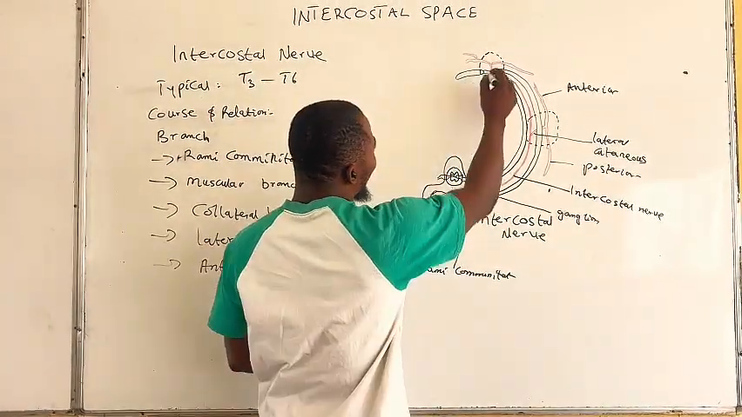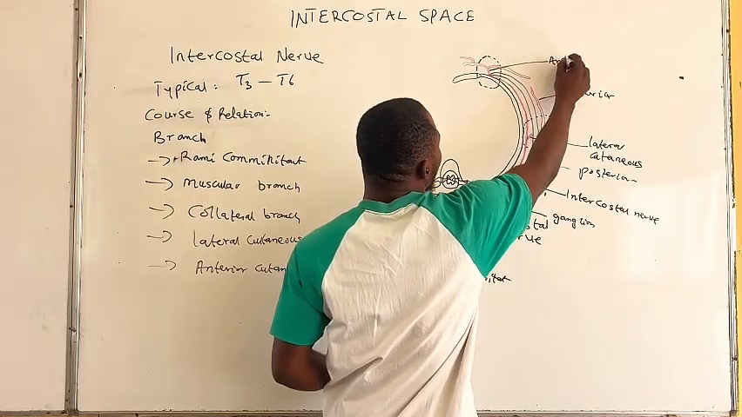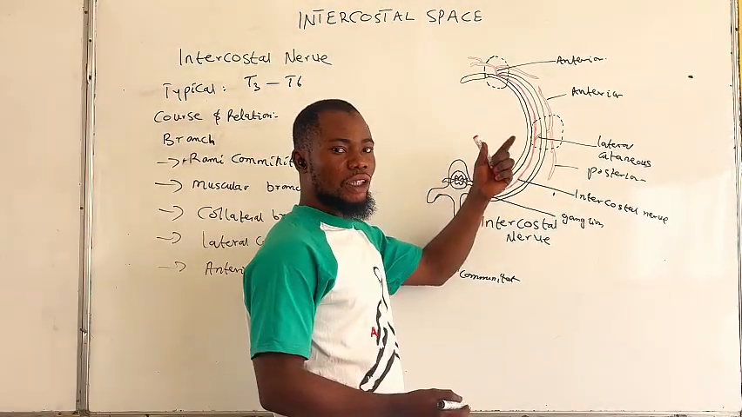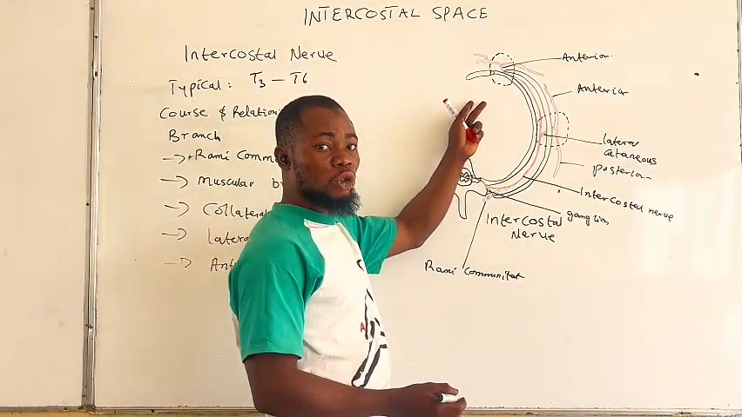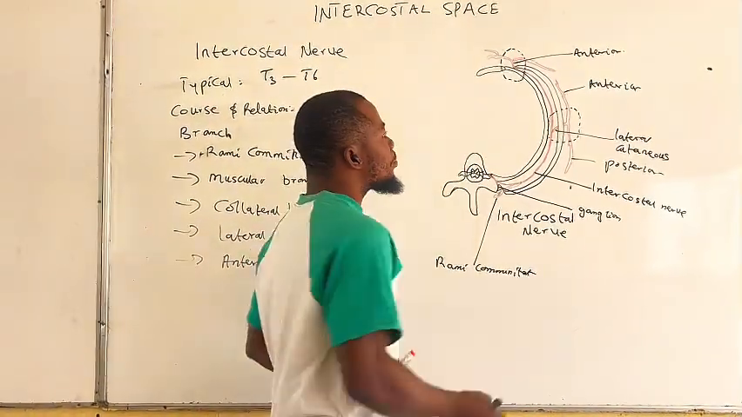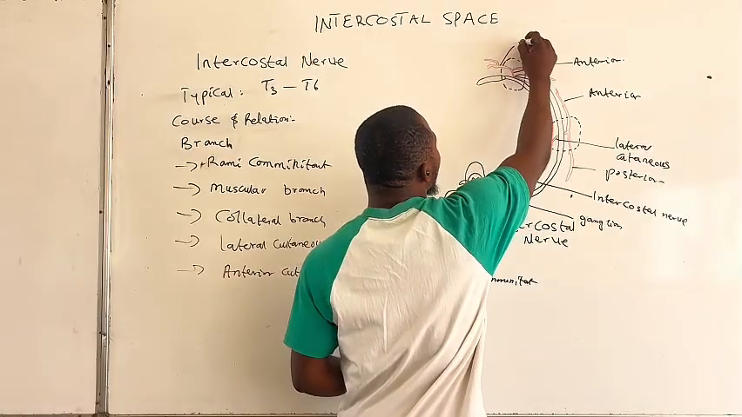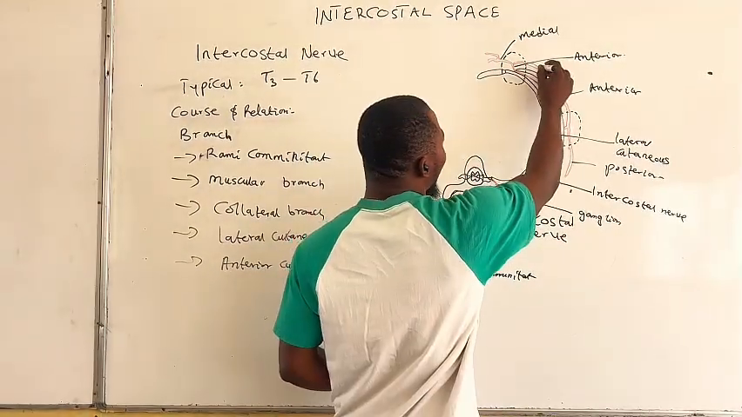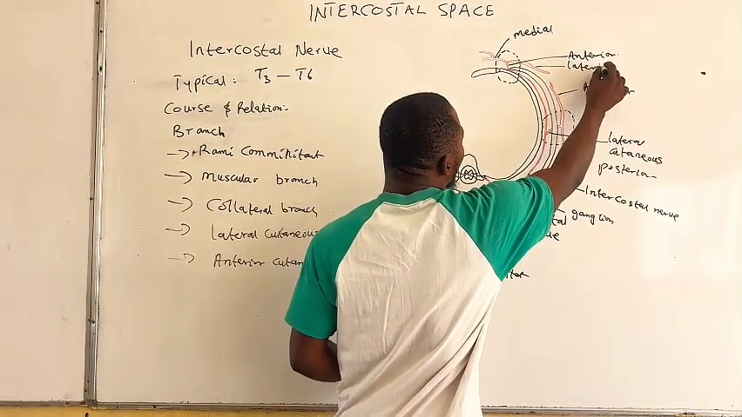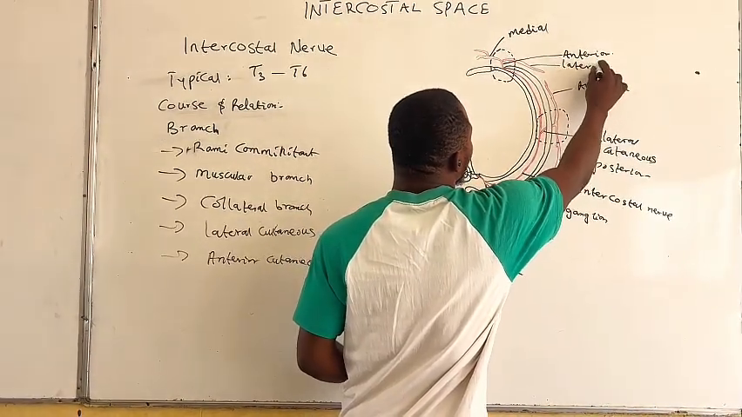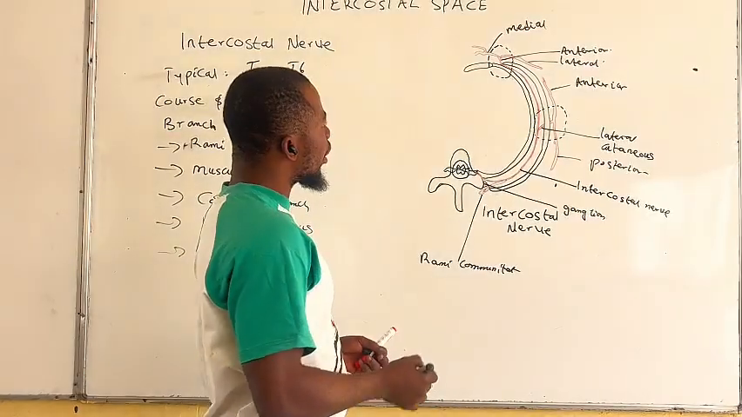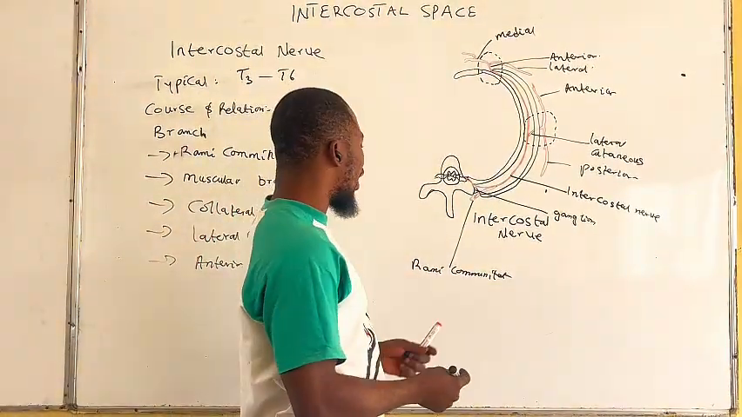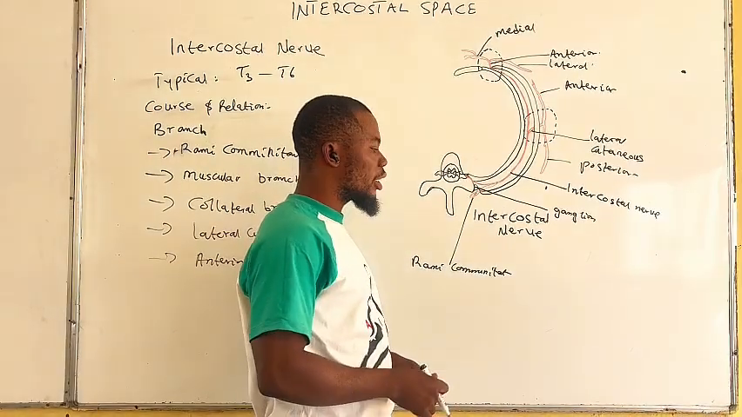This branch here is our anterior cutaneous branch. We also say that the anterior cutaneous branch is divided into two branches as well, the medial and the lateral. This is our medial branch of anterior cutaneous branch, and this is the lateral branch of anterior cutaneous branch. So this diagram here is showing us the course, the relations, as well as the branches of the intercostal nerve.